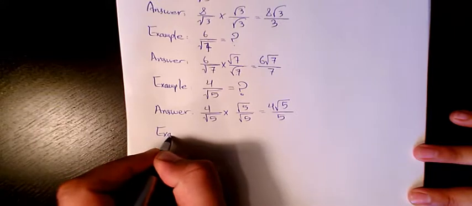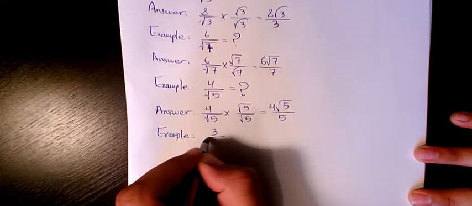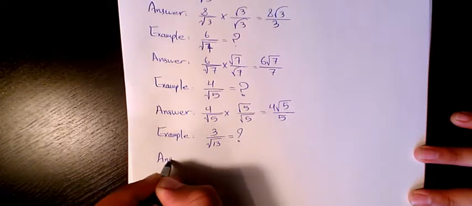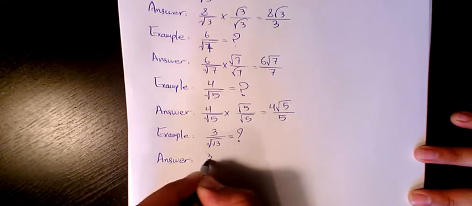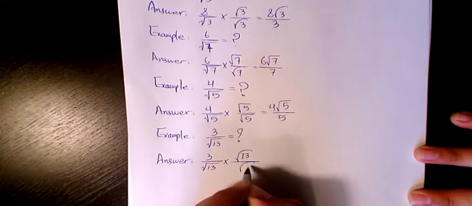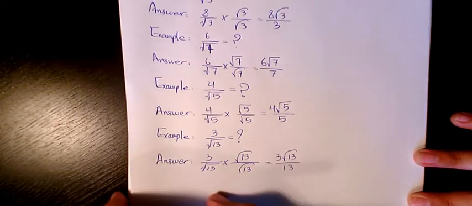Next example is 3 over root 13. Answer is 3 over root 13 times root 13 divided by root 13, which is going to be 3 root 13 divided by 13.